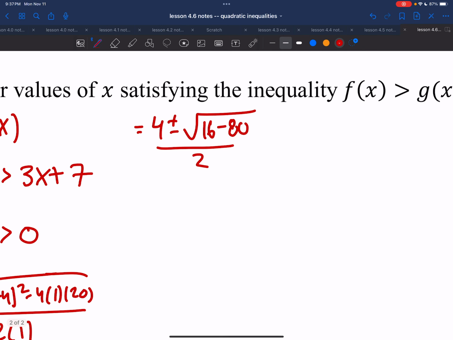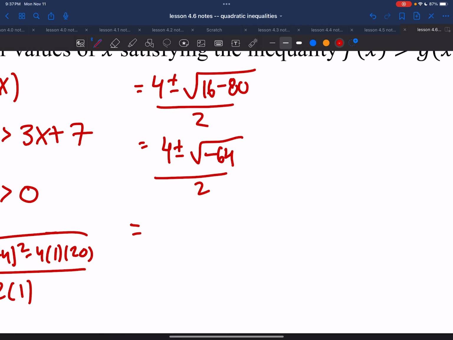Now, 16 minus 80, why am I struggling with that? Is that negative 64? It better be. 4 plus or minus the square root of negative 64 over 2. And that's actually kind of nice, right? Because that's 4 plus or minus, the square root of 64 is 8. But the fact that it's negative 64, so this is 8i, right? And so this is over 2, getting me 2 plus or minus 4i.